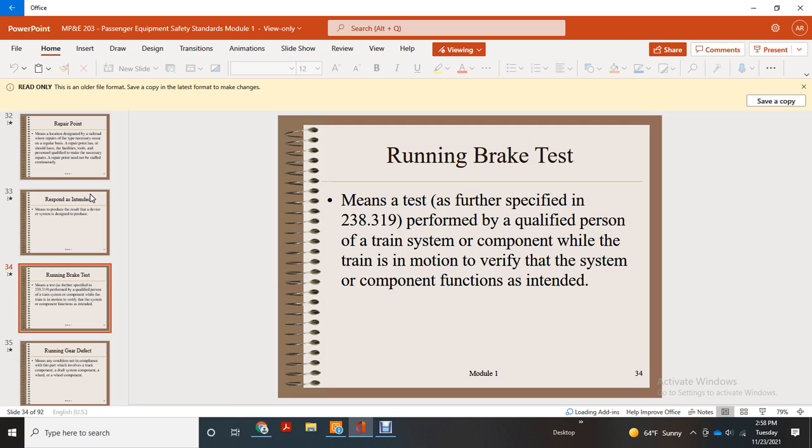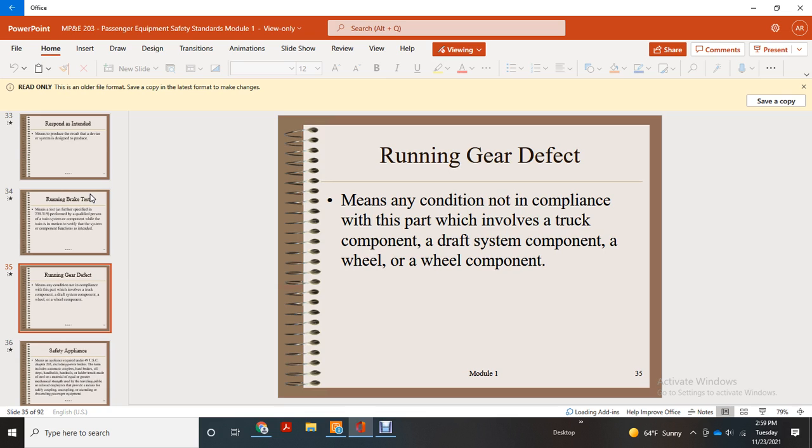Running brake test means a test, further specified by 238.319, performed by the qualified person on the train system component while the train is in motion to verify that the system or component functions as intended. Running gear defect means a condition not in compliance with the part involved with the truck, the draft system component, or a wheel or wheel component.